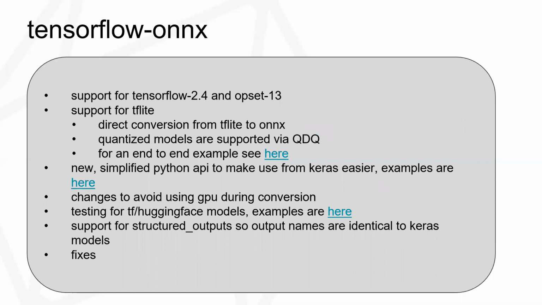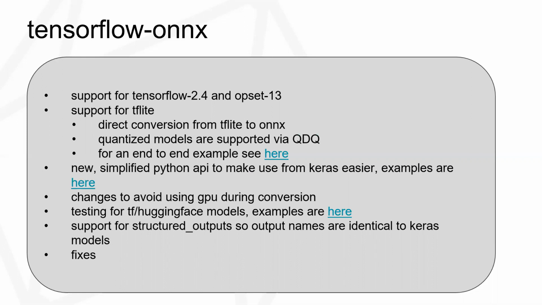And then for TensorFlow to ONNX, we support TensorFlow 2.4 and opset 13. We added support for TF-Lite, so you can now take a TF-Lite model as input into tf2onnx and convert it directly to ONNX. We do support quantization via QDQ, and we have an example in our tutorials section, and the link is in the slide. We noticed that more people start using tf2onnx to convert Keras to ONNX.